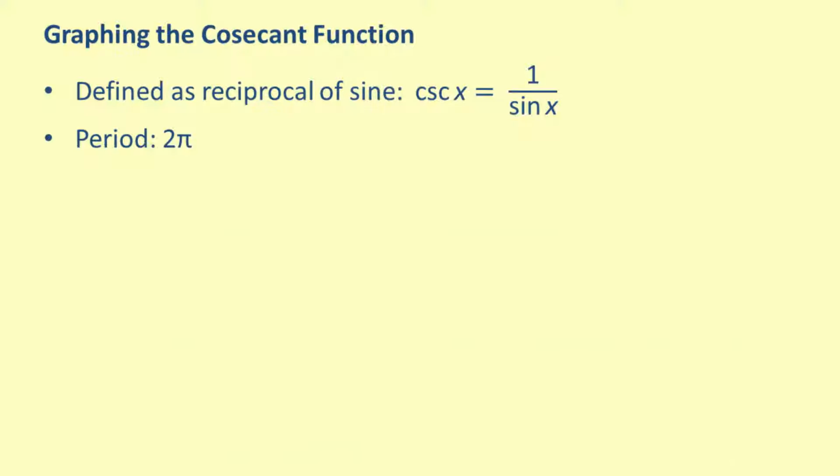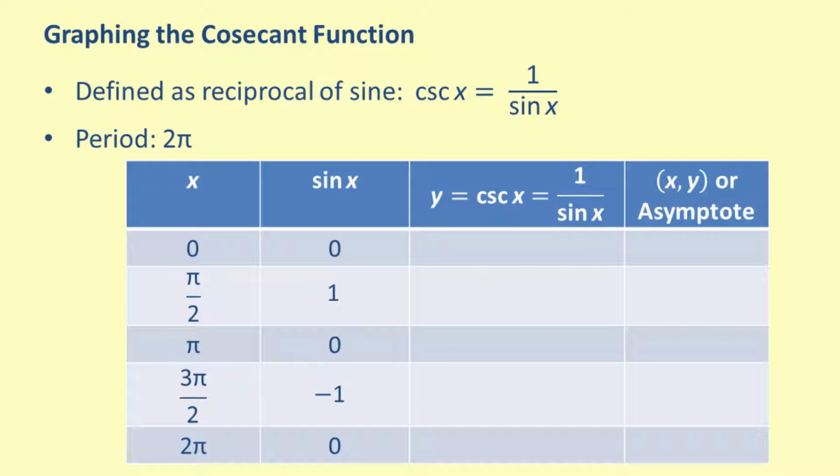We can explore the values of cosecant with the table shown here that includes sine values of 0, pi over 2, pi, 3 pi over 2, and 2 pi. Let's start filling in the table by dividing 1 by all 5 values shown for sine of x. Remember that dividing by 0 is undefined. Thus, we get undefined, 1, undefined, -1, and undefined.